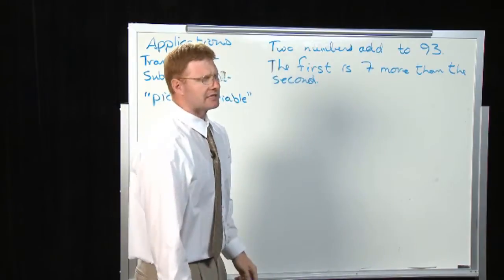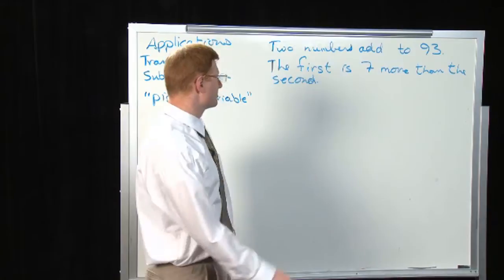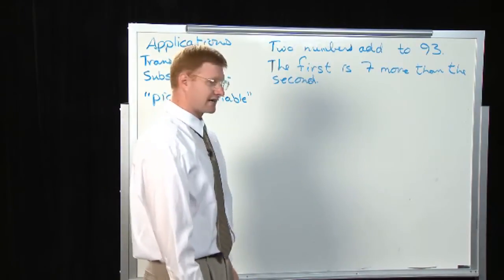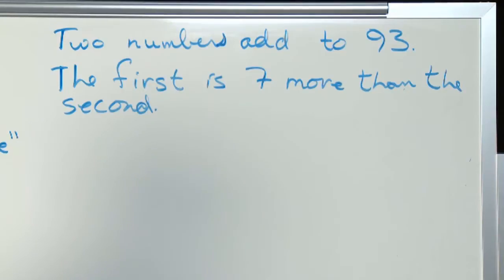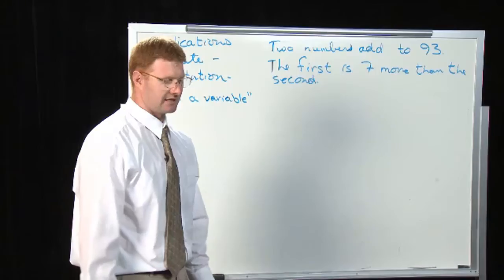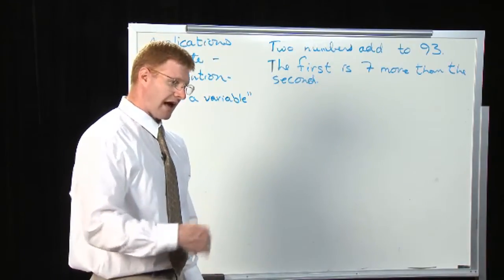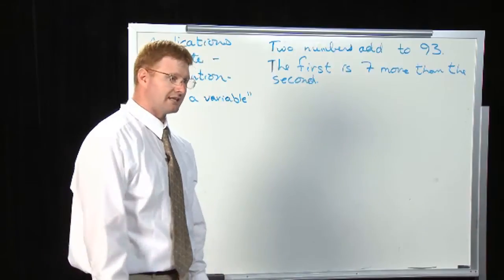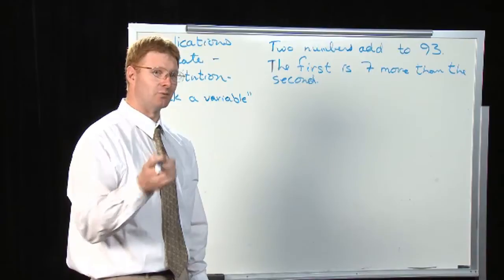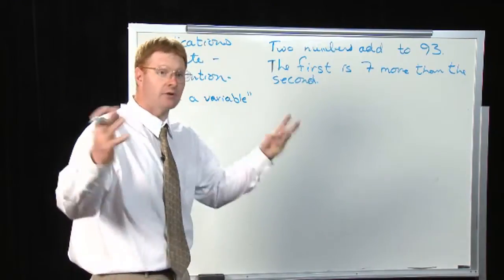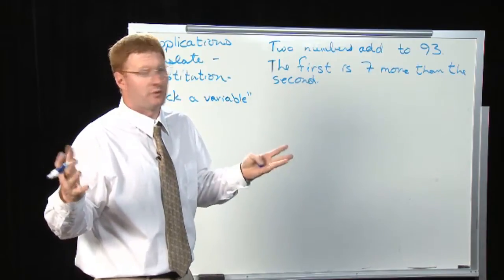Now I should note, when you get to these problems, it'd be best to read the whole problem first. Two numbers add to 93. The first is 7 more than the second. Then, once you've read it, read it again. And you should read it a third time. With every single application word problem that you get, you should read it at least 3 times. If you don't get it yet, read it again, right up until you say, okay, I get the problem. Once you get to that stage, you're almost done with it.